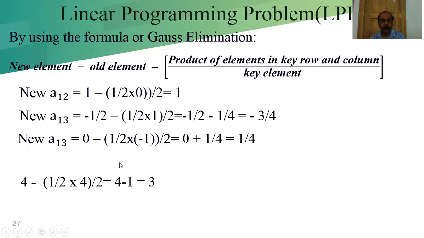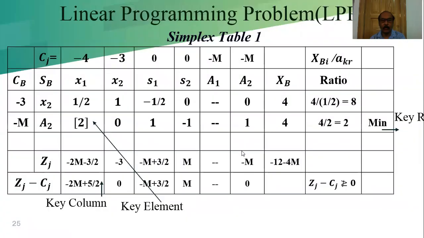One calculation I can show. This 4, what would be the value of this 4? Corresponding element in the key column, half, and corresponding element in the key row is 4. Half into 4, that means 2. 2 divided by key element, 2 by 2 is 1. 4 minus 1, so this will be 3.